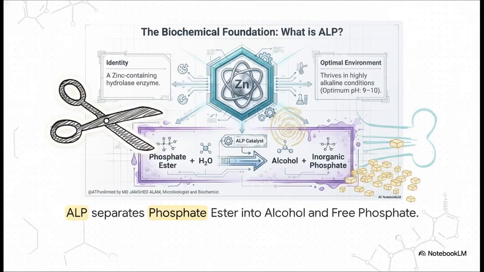So what does this actually look like in action? Well, ALP acts as a chemical catalyst. You can picture it kind of like a tiny pair of molecular scissors. It steps in and literally clips a phosphate group off of larger molecules, like a phosphate ester. And the result? It releases an alcohol and, absolutely crucial for our bones, free inorganic phosphate. Definitely keep that free phosphate in mind, because it's the foundational building block for everything we're about to talk about.